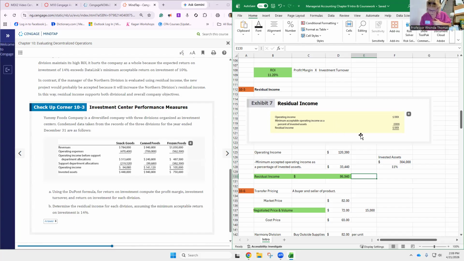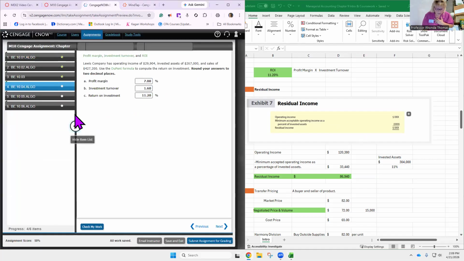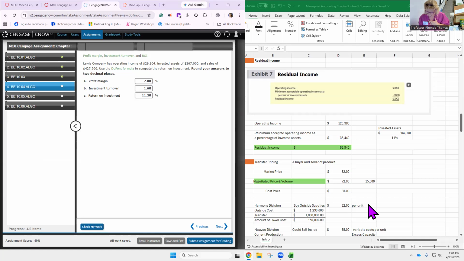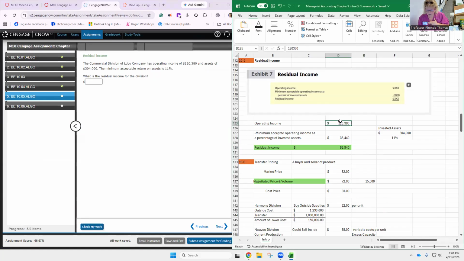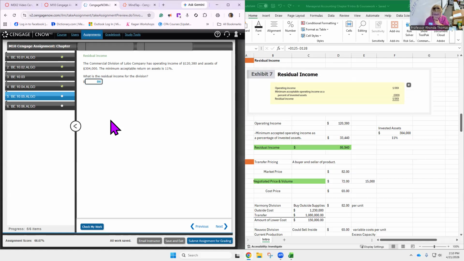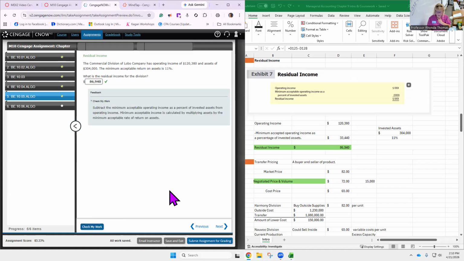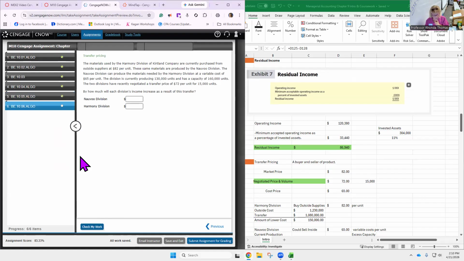All right, so we can figure this out. All right, so back to the problem. Residual income. Let's make sure I've got all my numbers in. Okay, we've already put that in. I guess I hadn't checked it yet. Sorry about that. Okay, residual income. We have operating income of 120,380. We have invested assets and a minimum accepted return on investments of 11%. So when you do the math for the minimum, which is 11% of this invested assets, and then you subtract from operating income, our residual income, therefore, is 86,940. All right, this last one is called transfer pricing.